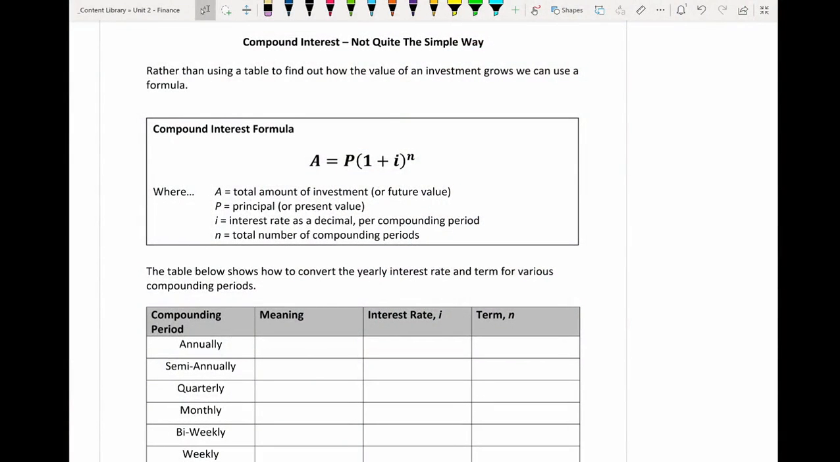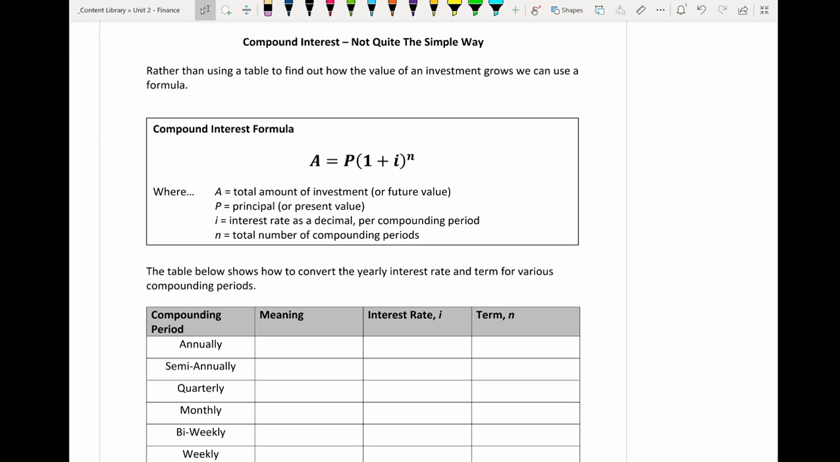In today's note, what we're going to be looking at is compound interest. This is going to be a little bit different from simple interest. We looked at the comparison between the two in our last lesson, but instead of having to make a table every time we want to calculate compound interest, we have a specific formula that we can use.